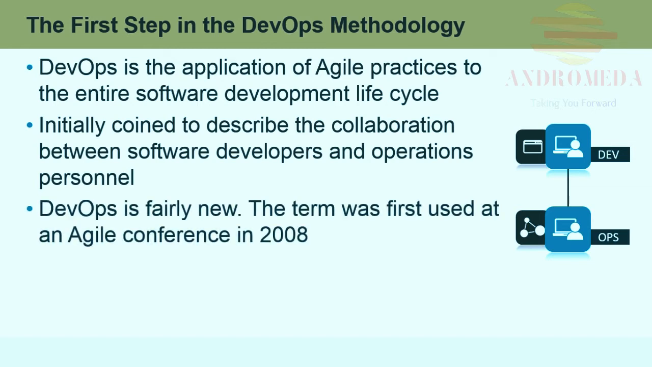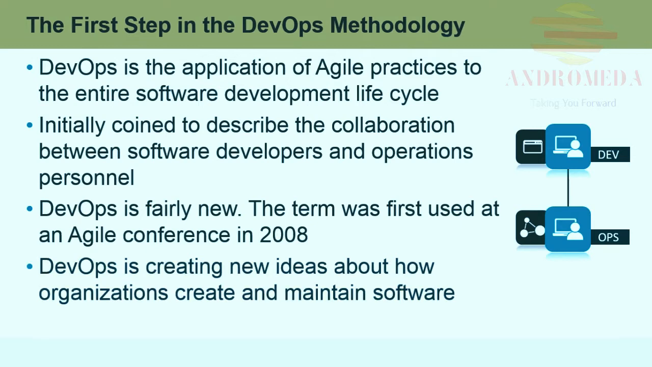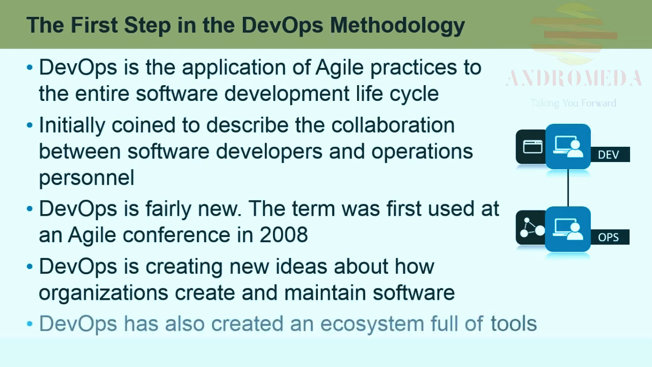DevOps is fairly new. The term was first used at an Agile conference in 2008. The name has stuck and has created a full-blown methodology. DevOps has created new ideas about how organizations create and maintain software. DevOps has also created an ecosystem full of tools and other solutions that claim to be DevOps.